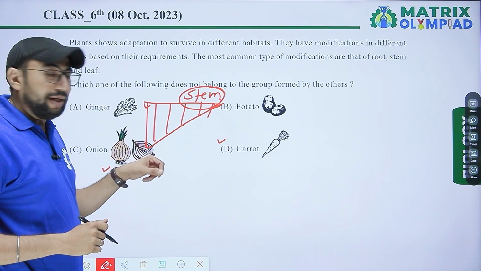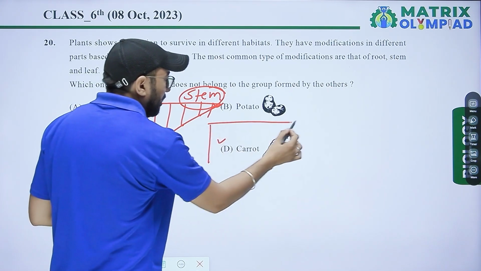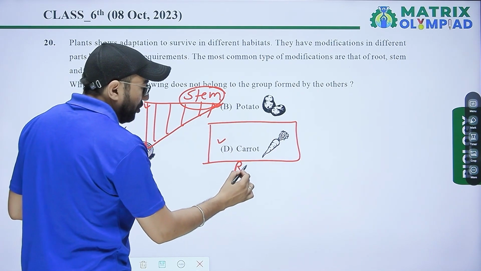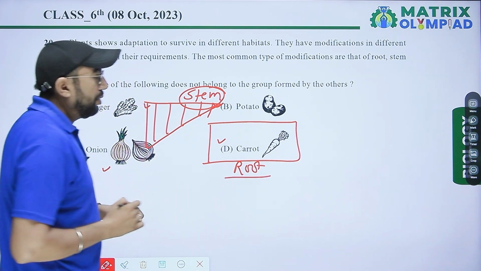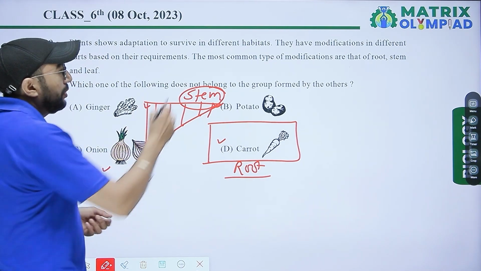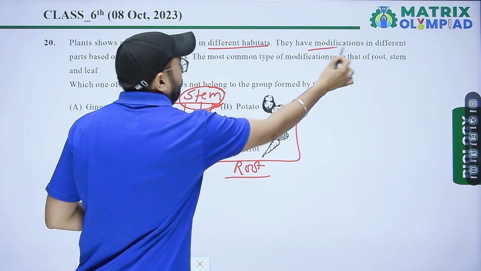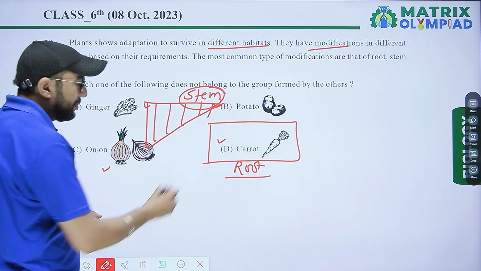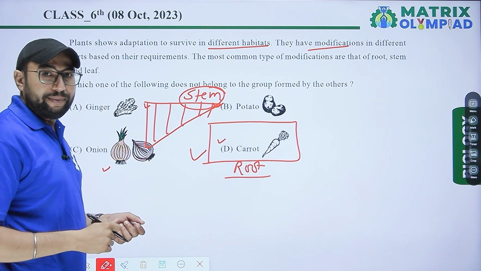Because it is a modified stem, but carrot is related to root. So, according to the paragraph, different habitat, modification, the right answer is carrot, option D.